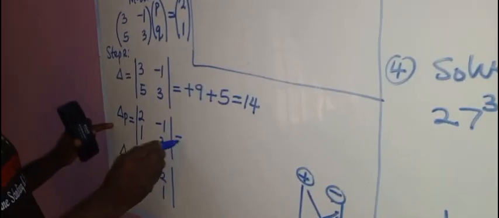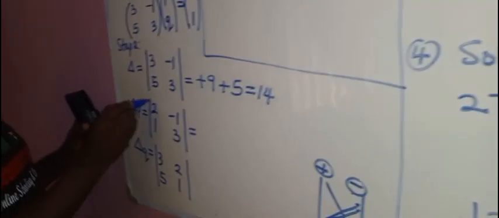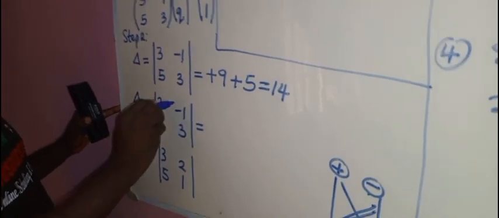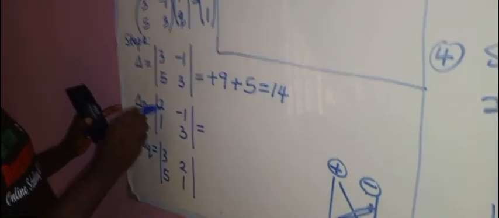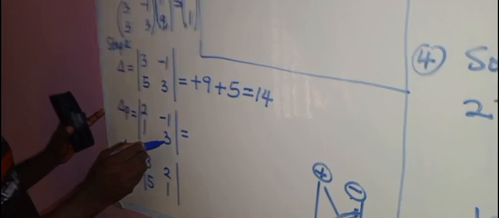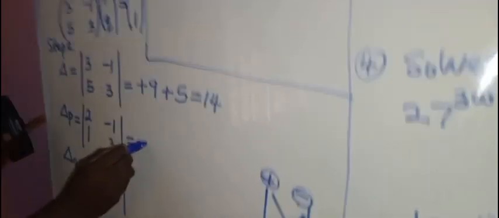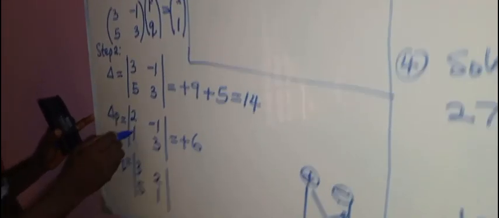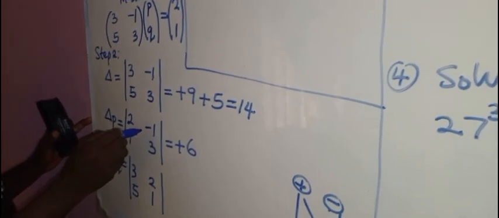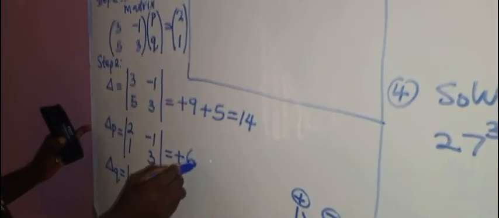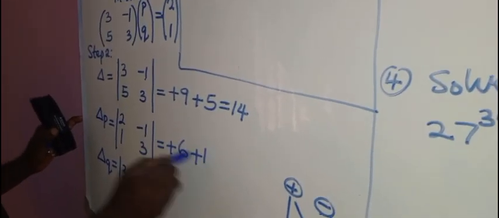You come to this also, the same process. If you cross like this, it means plus. Like this is minus. Don't forget this. So 2 times 3, 6 times plus 6. 1 times minus 1, minus 1 times minus, times minus 1, that's plus 1. So that will give us 7.